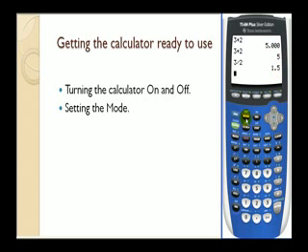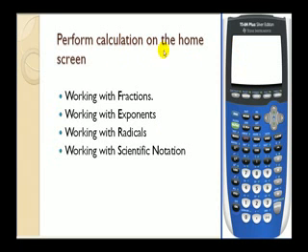If we go back to the mode just for a moment, there are a lot of other settings here, but for right now we're only going to be dealing with expressions, so that's the only row that I will cover. If I want to clear this home screen, I press clear here, and we'll position the cursor in the top left corner. So now let's talk about how we can perform calculations on the home screen.